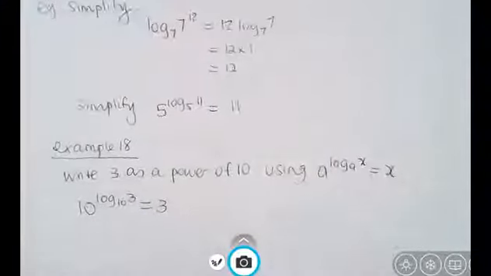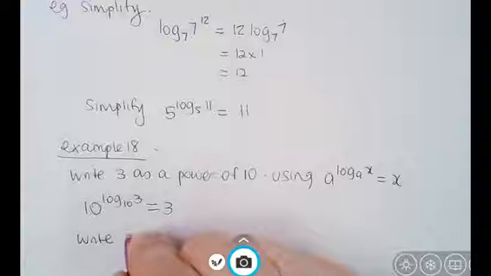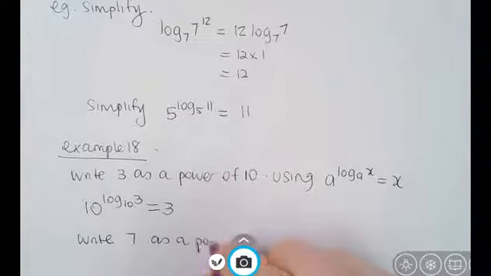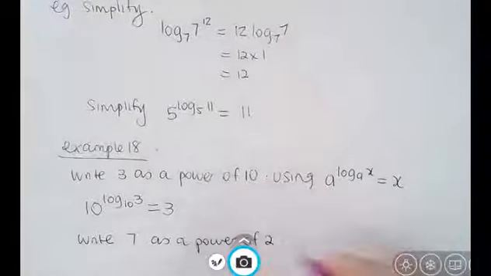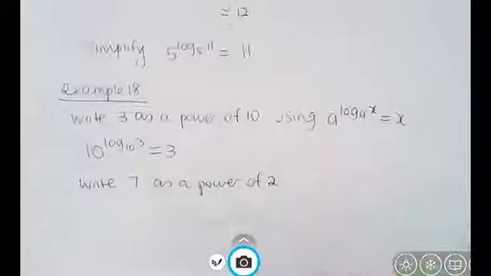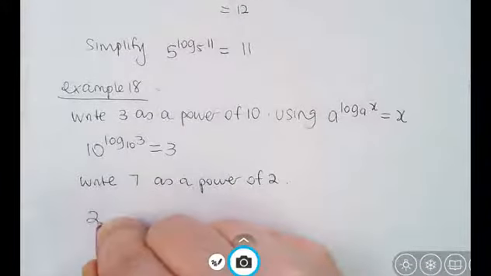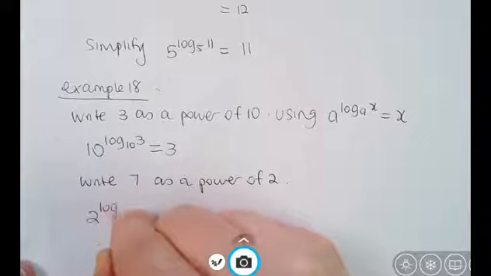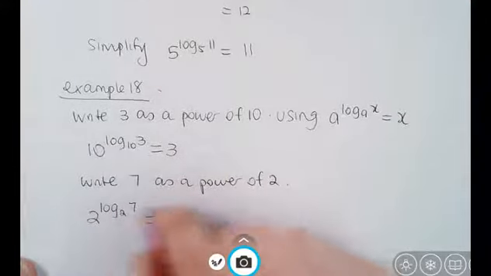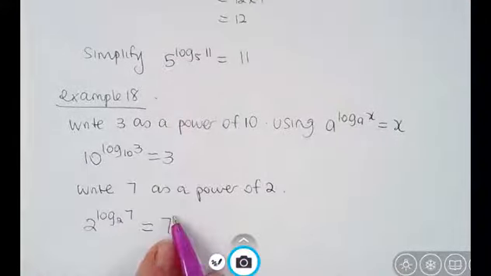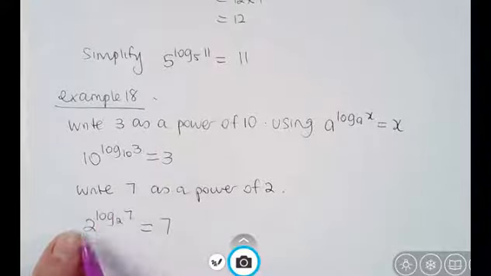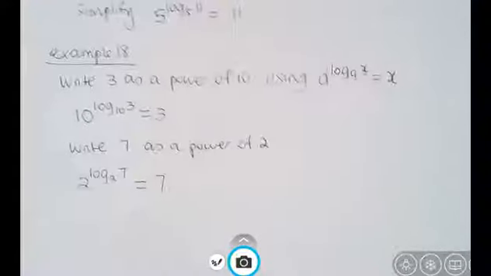Another example is to write 7 as a power of 2, using that same rule. So I'd have to have 2 as my base. So 2 to the power of log to the base 2 of 7 equals 7. So therefore 7 is written as a power of 2, 2 to the power of something.